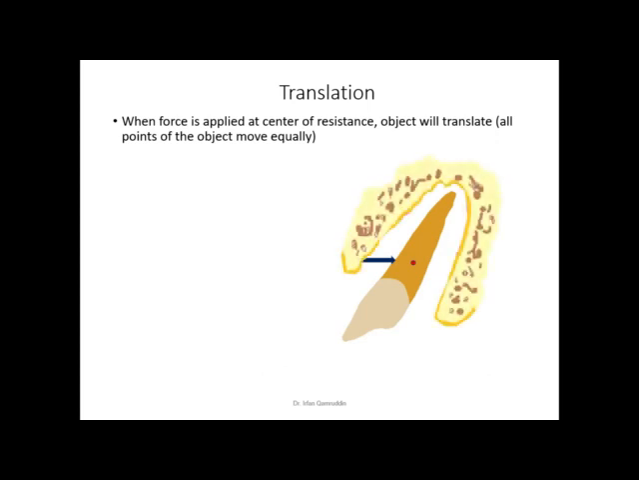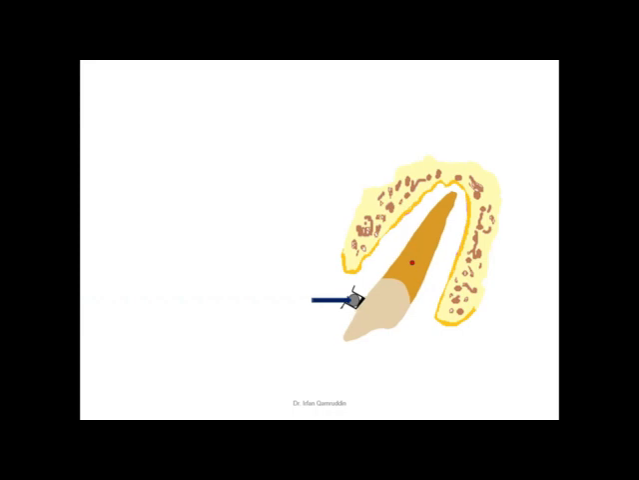Now the question is, can you apply force at the level of the center of resistance? No, that is impossible because the center of resistance is at the root and it is covered with the alveolar bone. So clinically, you always apply force at the level of the crown, whether you are using a removable appliance or a fixed appliance. When you apply force away from the center of resistance, you will get a simple kind of tipping.